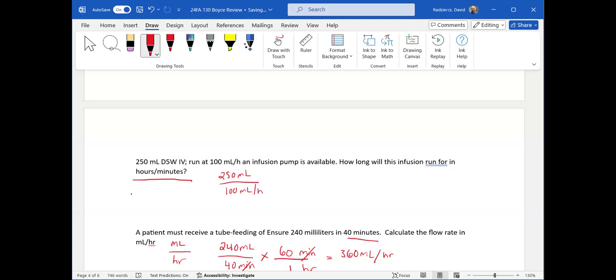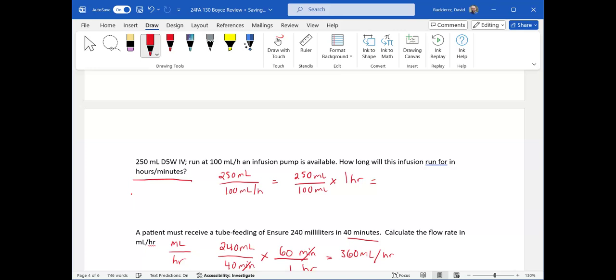Now, when I do that, that's the same thing as saying, this is kind of like the ordered over half setup, but you need to know which ones go where. But this is the same thing as saying this right here. Okay, so if I see 250 milliliters divided by 100 milliliters per hour, it's the same thing as saying 250 milliliters divided by 100 milliliters times 1 hour. Okay.